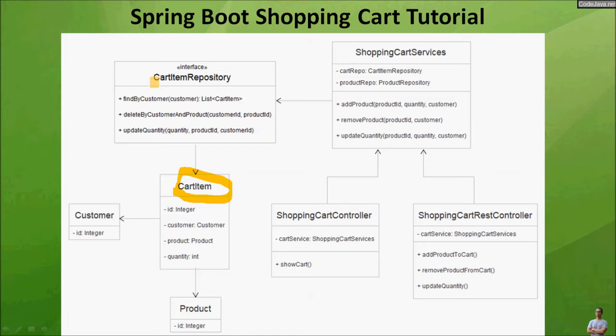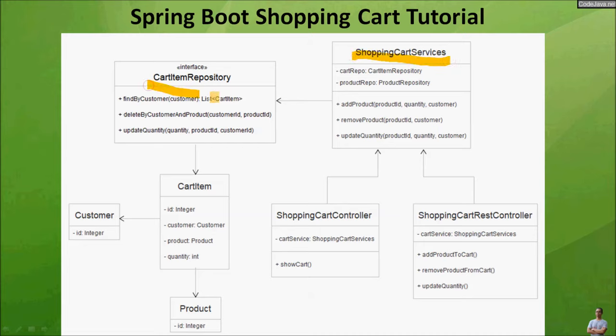And we need to declare a new interface, CartItemRepository, which is a JPA repository. And we define some methods for the operations of the shopping cart, like find by customer, delete by customer, and update quantity.